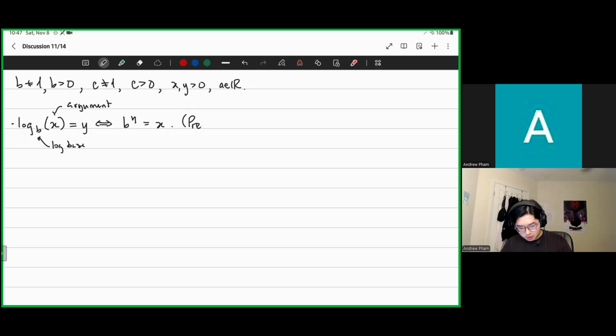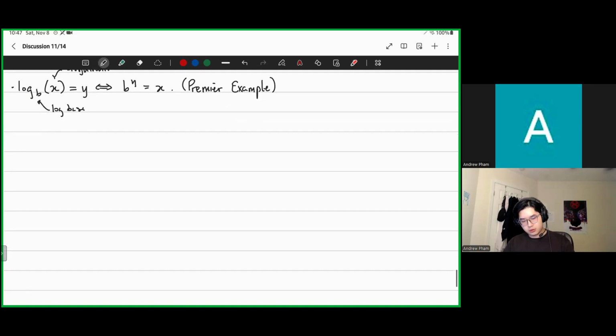From now on, I will refer to this as the premier example. This is the most important rule to remember out of the 4 or 5 rules that you have to be familiar with. So I'll continue citing this a lot, and I'll give this a name called the premier example. So here we go. That's the premier example.